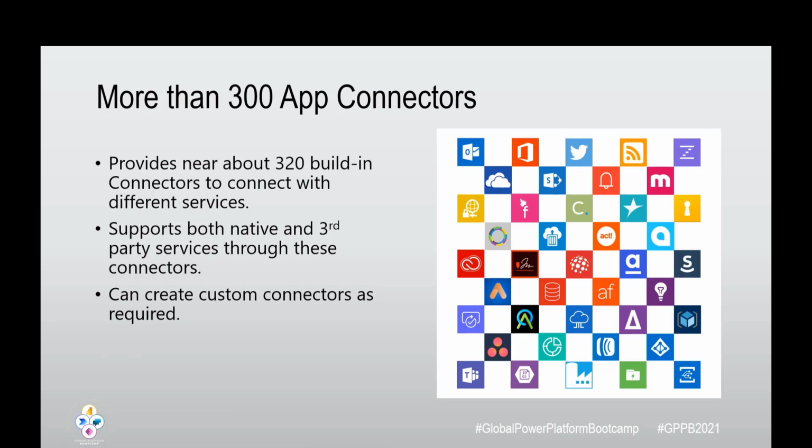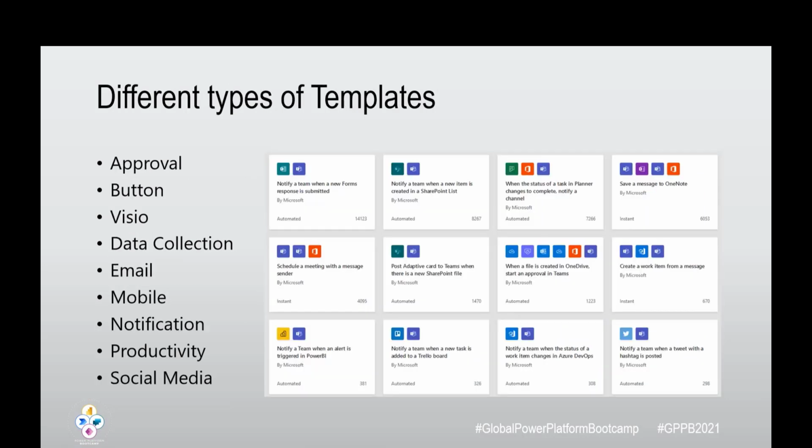Let's say we need a different connector for an application we have built, and we need to connect it with Power Automate. We can also do that. There is a procedure or process to do that, and they have given us the options.